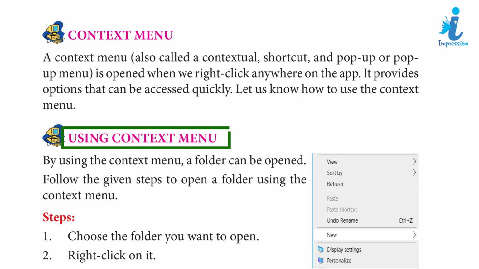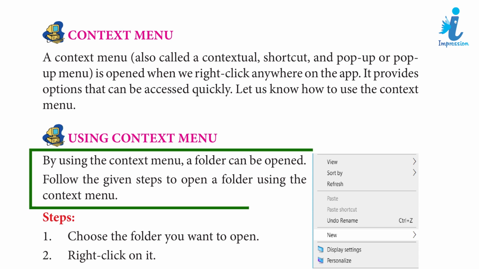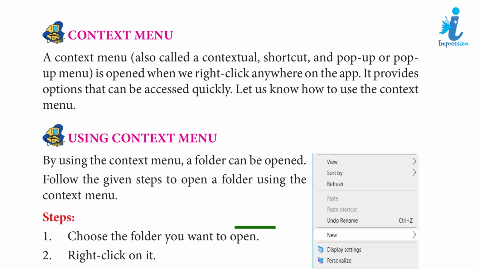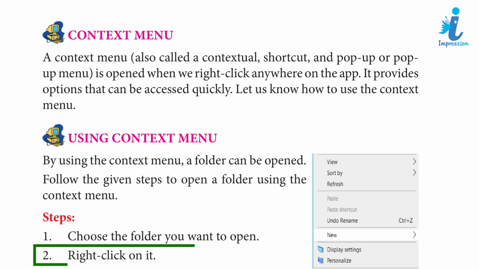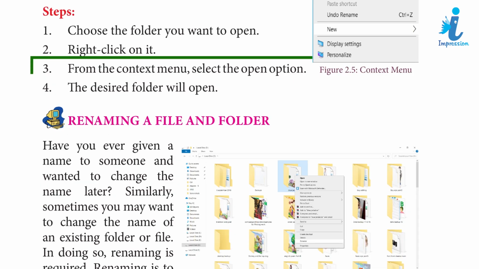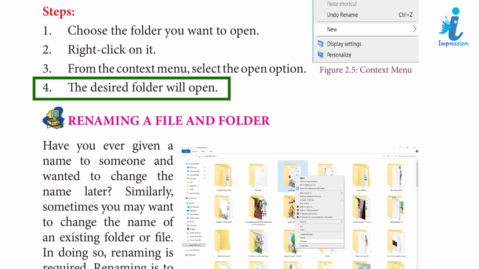Using context menu. By using the context menu, a folder can be opened. Follow the given steps to open a folder using the context menu. Steps. 1. Choose the folder you want to open. 2. Right-click on it. 3. From the context menu, select the Open option. 4. The desired folder will open.